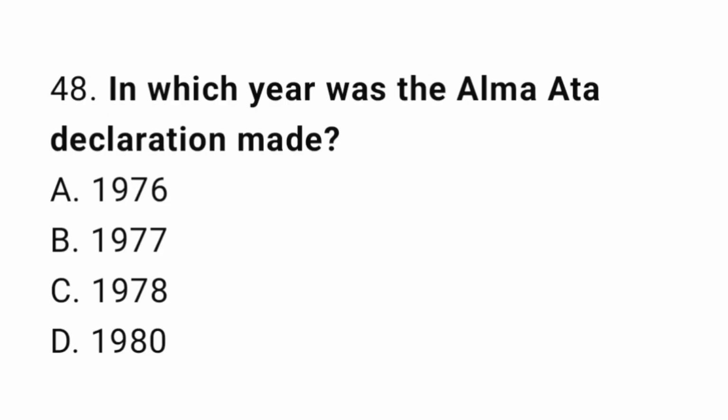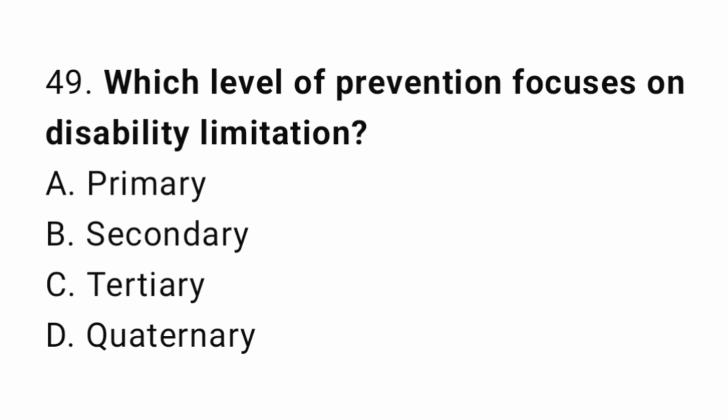Question number 48. In which year was the Alma Ata Declaration made? The correct answer is C. 1978. Question number 49. Which level of prevention focuses on disability limitation? The correct answer is C. Tertiary.